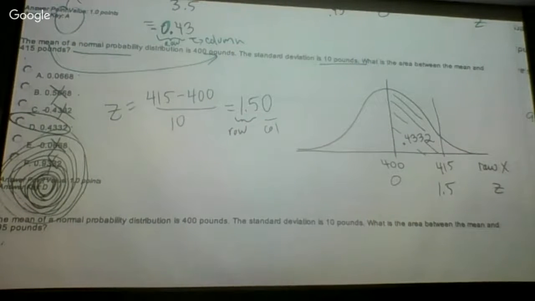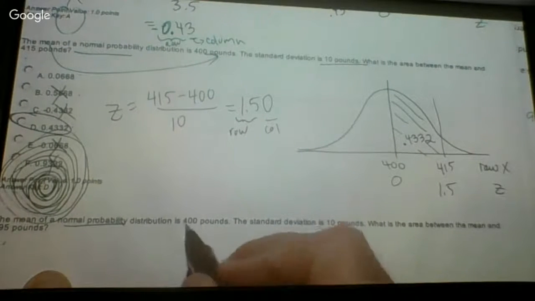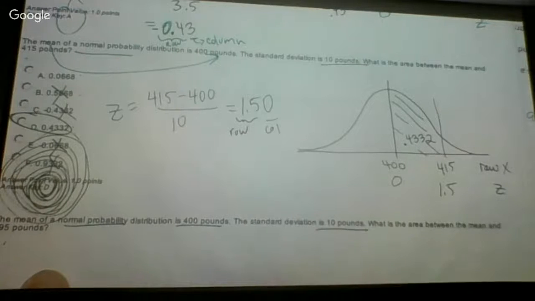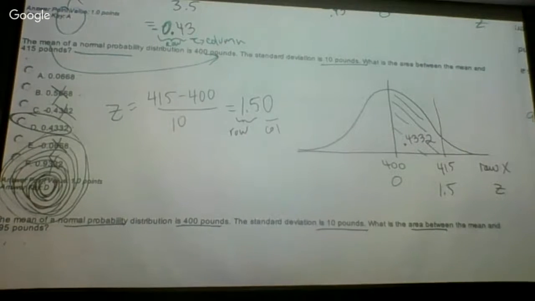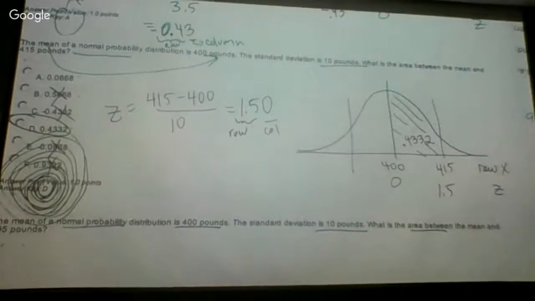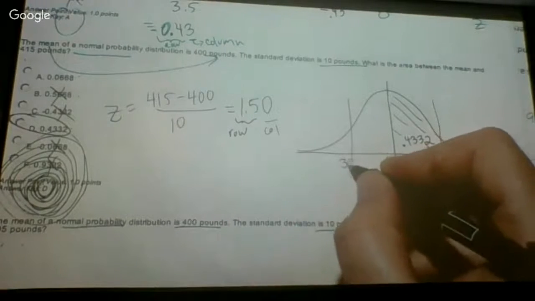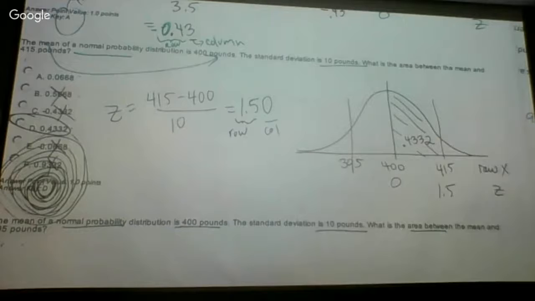Next problem, same scenario. Normal distribution, mean of 400, standard deviation of 10. Now I need the area between the mean and 395. Rather than drawing a new picture, I'm just going to add 395 over here. Doesn't have to be to scale. 395. What's the z-score associated with the raw score of 395?